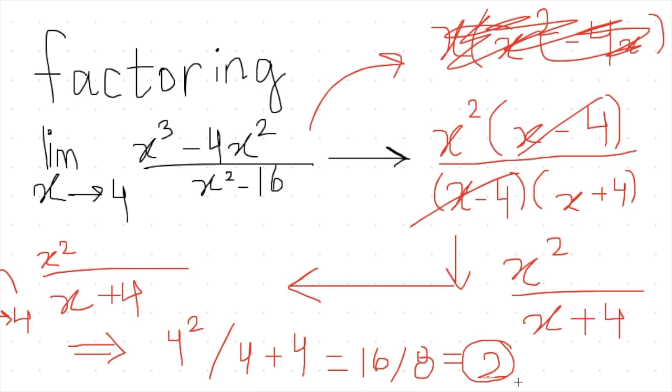So the answer to this limit is 2, and all we did was common factor on the top and use a difference of squares factoring on the bottom to be able to get this factor of x minus 4 in the numerator and denominator and cancel them out to be left with x squared over x plus 4, and then we tried plugging in x equals 4 because it didn't work when we tried it the first time. Now let's look at the next method of manipulating equations.